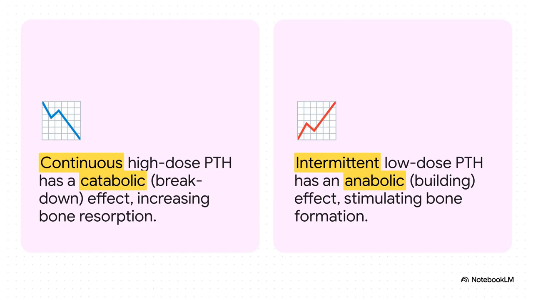to resorb bone. However, and this is the amazing part, if you give PTH in intermittent, low doses, it does the complete opposite. It becomes anabolic, or building. It directly stimulates osteoblasts to differentiate and grow. This leads to a net increase in bone formation. This is called the anabolic window, and it's the entire scientific basis for using PTH drugs to treat severe osteoporosis.